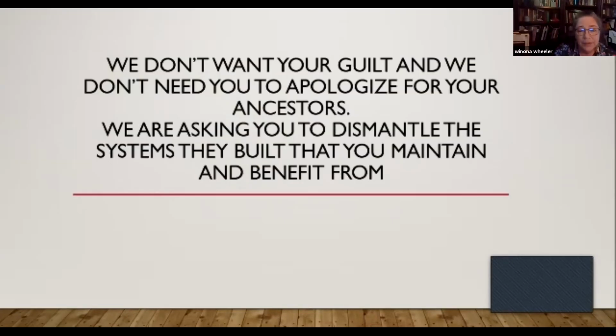If you're truly serious about helping to make change, it begins with a critical assessment of the systems and the structures in existence that uphold the status quo and a willingness to make change. Many, many of our people say over and over again, guilt is useless. We don't want your guilt. We don't need you to apologize for your ancestors. We are asking you to dismantle the systems they built, but that you maintain and that you benefit from.